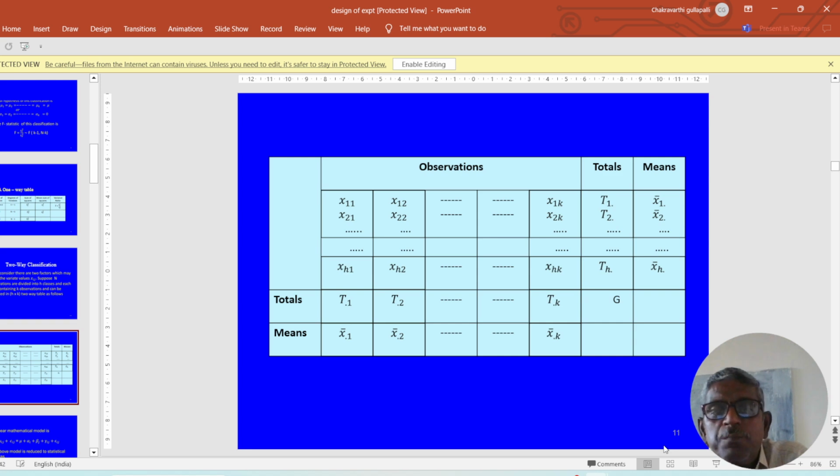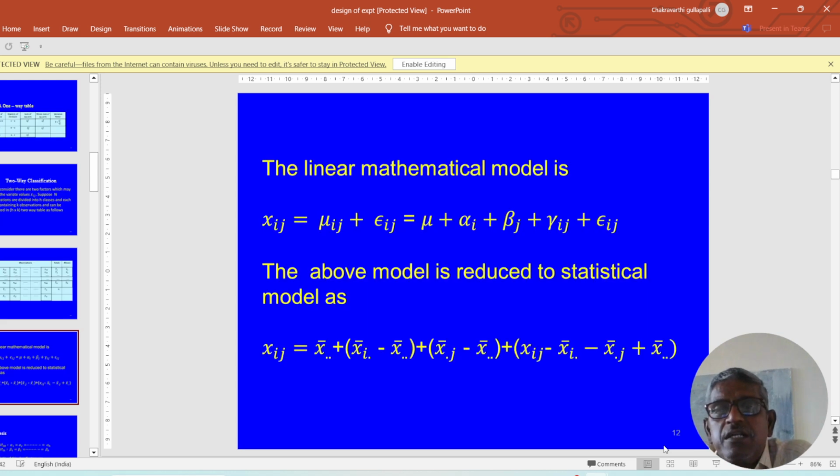Here the first suffix represents the first factor, that is the first treatment we are applying, and the second suffix represents the second factor, that is the second treatment we are applying. Here we are taking an equal number of observations. That is a major difference between one-way classification and two-way classification.